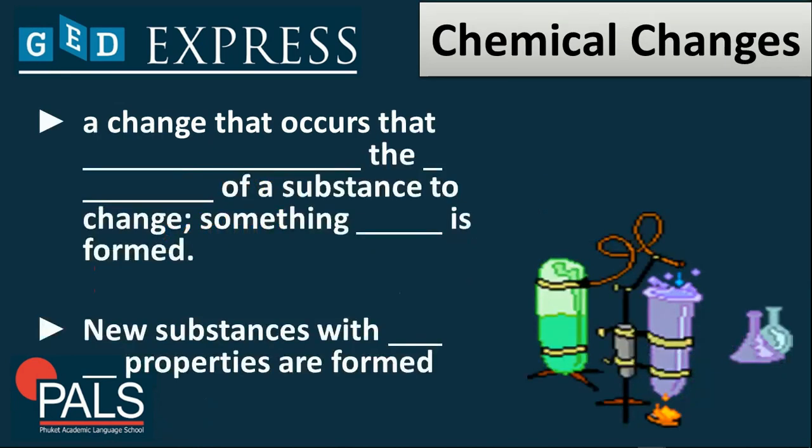Now, how about chemical changes? That would be a change that occurs that blank the blank of a substance to change, something blank is formed, and new substances with blank properties are formed. Can you guess the answer to the first blank? Good job. That would be causes. How about the second blank? Great, identity. And the last is new, and we have here new again. So technically, chemical changes is a change that occurs that causes the identity of the substance to change. Something new is formed. So new substances with new properties are formed, which is known as the product.